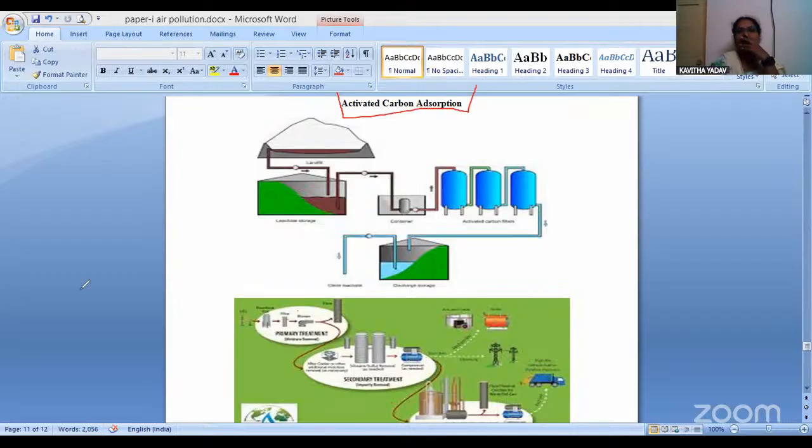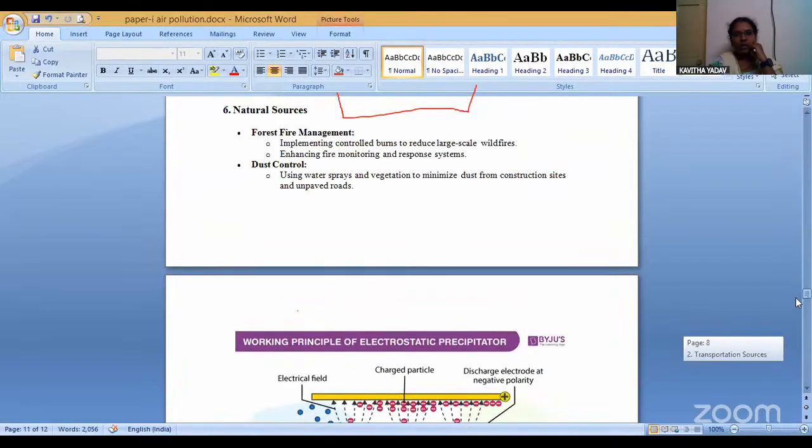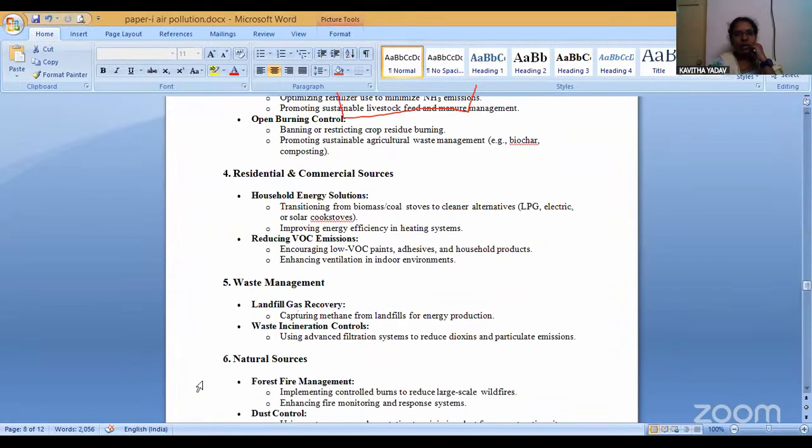So, activated carbon adsorption. This is also one of the most important things. This is how that activated carbon can be used. How this technology is used, we already discussed orally, but wait a second. Activated carbon adsorption.